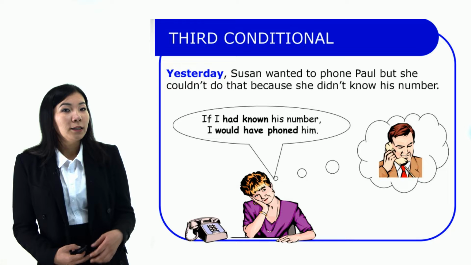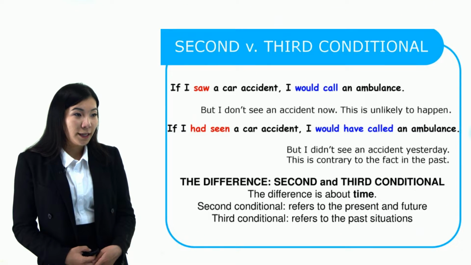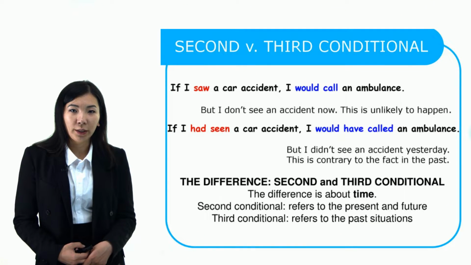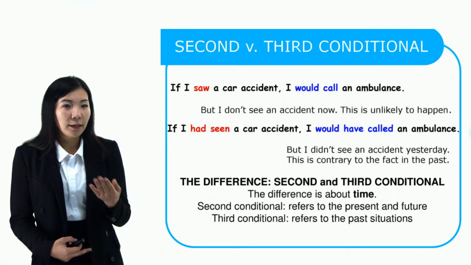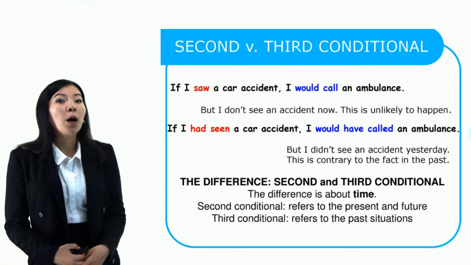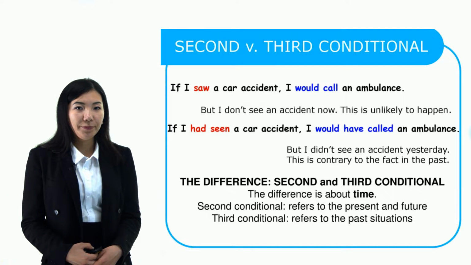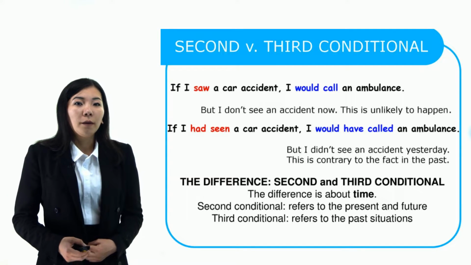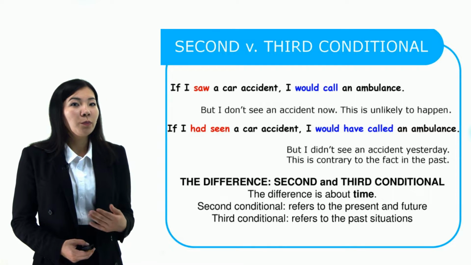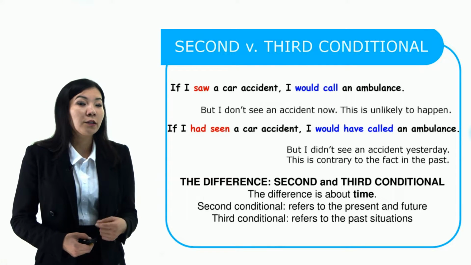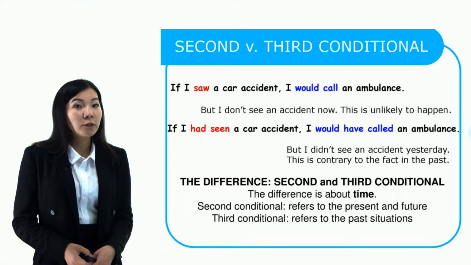So now, let's see the difference between second and the third conditional. The difference between the third and the second one is about time. So, second conditional refers to the present and future, and the third conditional to the past situation.